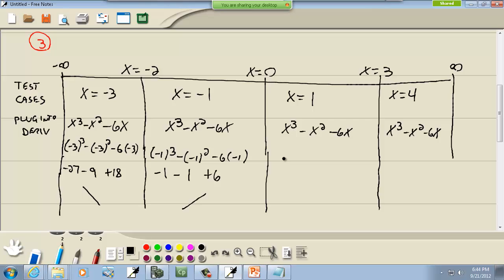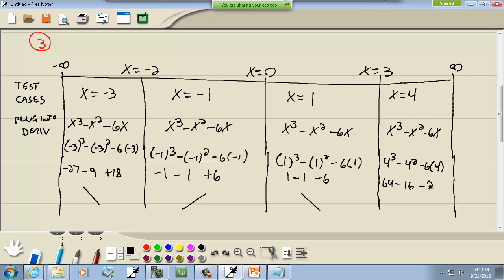Now here I'll plug 1 in. So I got 1 to the third minus 1 squared minus 6 times 1. That gives us 1 minus 6, which is negative, which is decreasing. And if I plug 4 in, I got 4 to the third minus 4 squared minus 6 times 4. Well, 4 times 4 is 16, times another 4 is 64, minus 4 squared is 16, minus 24. Don't know what that is, but it's positive, so it's increasing.